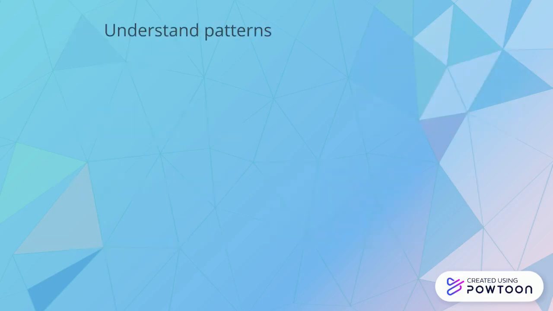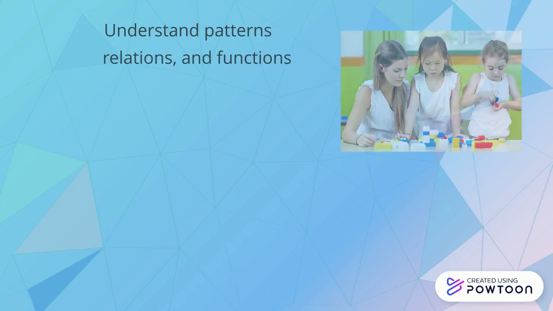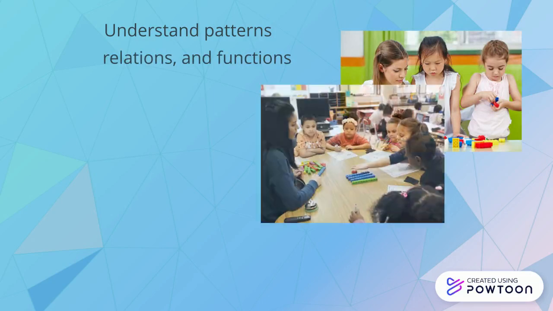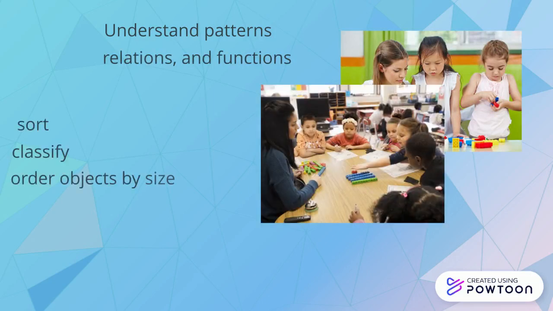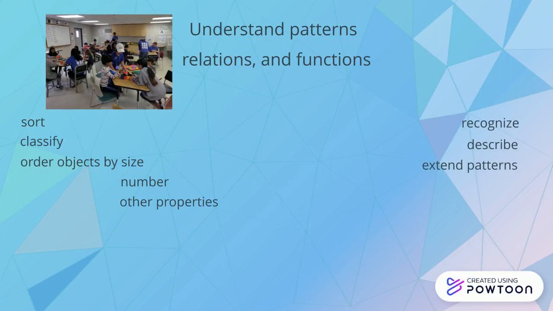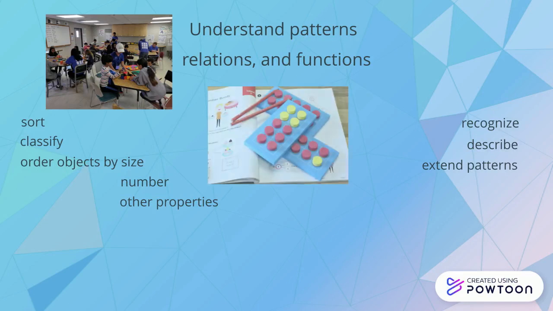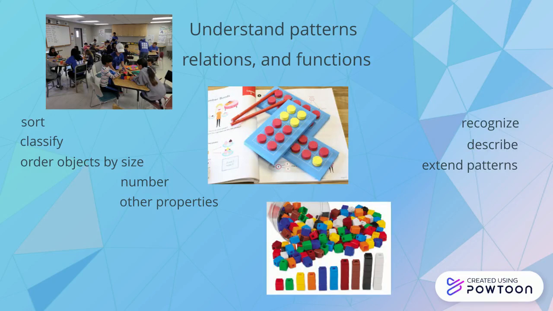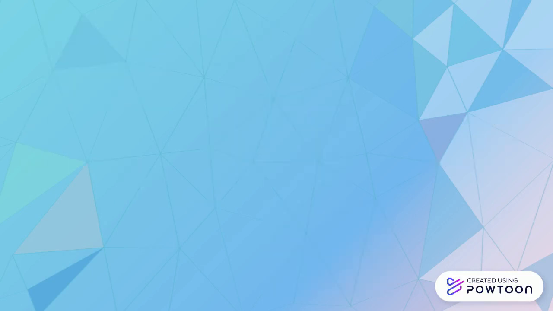Students need to understand patterns, relations, and functions, a third standard. In pre-kindergarten through grade 2, each and every student should be able to sort, classify, and order objects by size, by number, and by the use of other properties. Students should recognize, describe, and extend patterns such as sequences of sounds and shapes, and simple numeric patterns, and translate from one representation to another. Students should also be able to analyze how to repeat and grow patterns as they are generated forward.